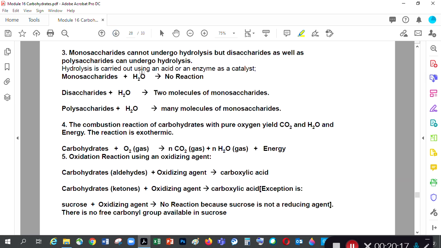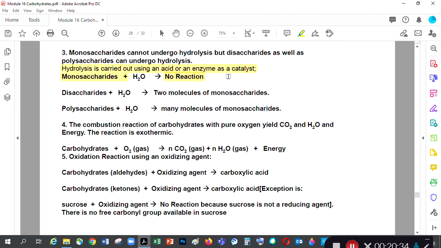So now let's look at hydrolysis. In the presence of water and a catalyst, the monosaccharides, look at this, will give you no reaction. Here it is.